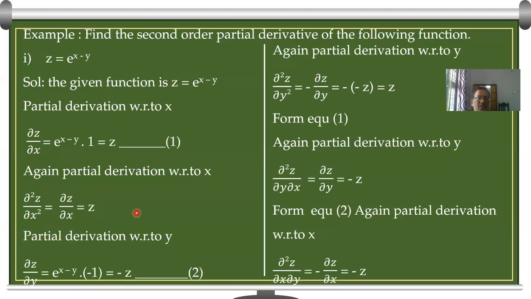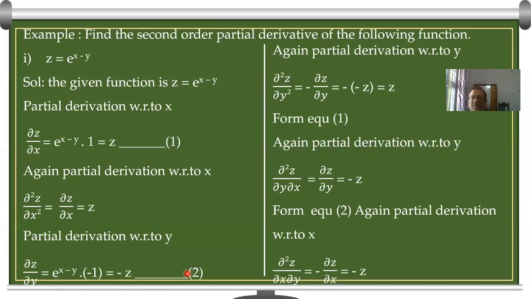Next now. From the given function z equal to e power x minus y, the partial derivative with respect to y, that is ∂z/∂y, is e power x minus y. The exponential function derivative is the same as this. Now the inner function derivative: the derivative of x is 0, the derivative of y is 1. Therefore, 0 minus 1 is minus 1. And one more point, e power x minus y is nothing but z. Therefore, minus z.